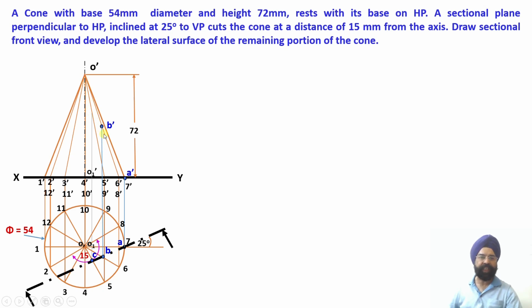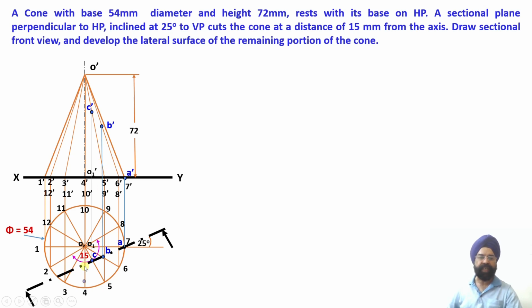So wherever the vertical projector through C is projected upwards and intersects the O dash 5 dash front view slant projector, I obtain the point C dash over here. So this is my point C dash. A dash has been located on the XY reference line, B dash has been located on the slant generator O dash 6 dash, and C dash has been located on the generator O dash 5 dash.